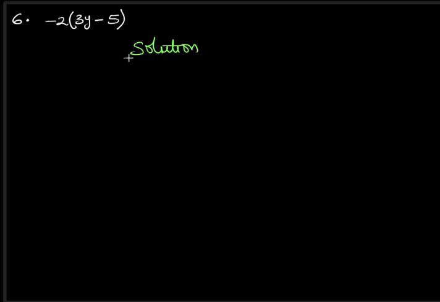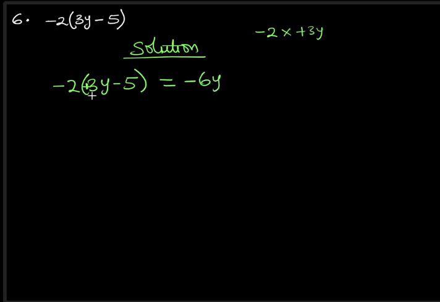I think this should be our last question under the examples for this class. So minus 2 brackets 3y minus 5. This will be equal to what? Now minus 2, what sign do we have here? Plus. So minus 2 times plus 3y. You can be writing these things out. What would this give us? Minus times plus, that will give us minus, 2 times 3y, that will give us 6y.